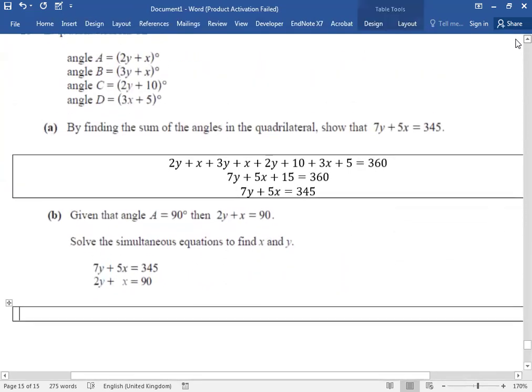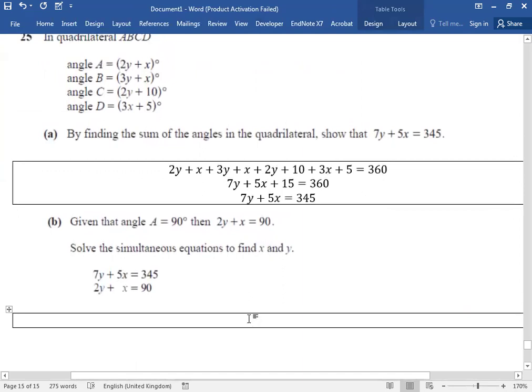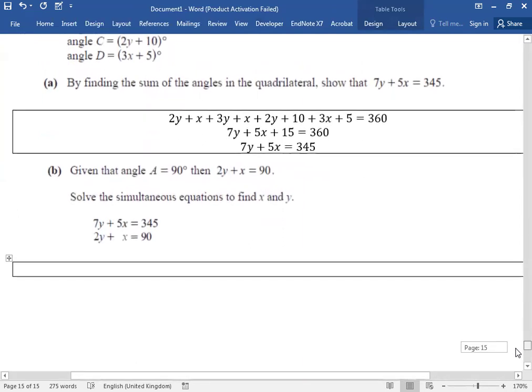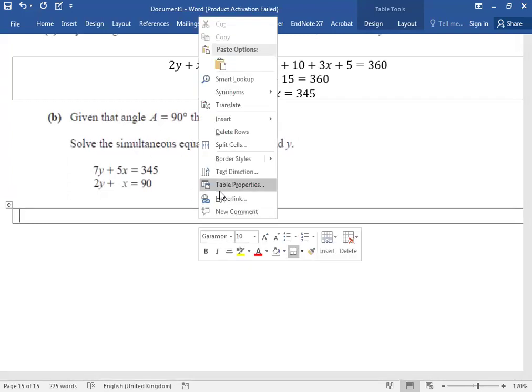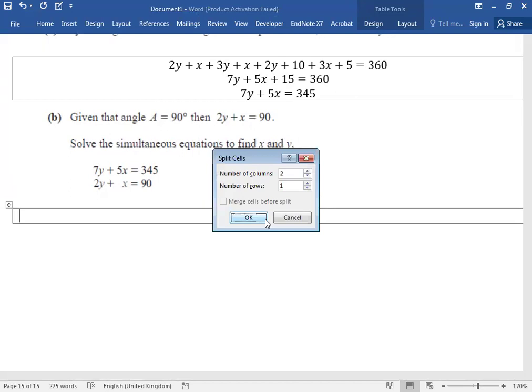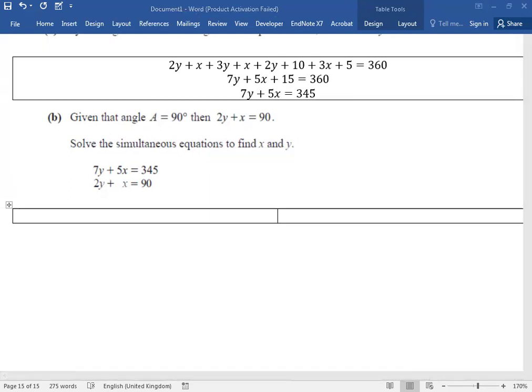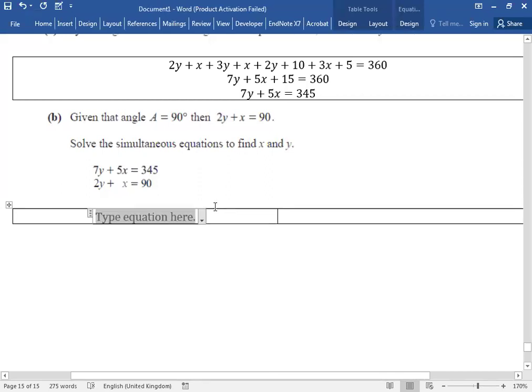Angle A की वैल्यू इसने बताया 90 है. So the other equation is simply 2y plus x is 90. Solve the simultaneous equations. We need to solve these two equations. पहले let's understand substitution. Substitution में observe, इसको subject बनाना सबसे easy है. Which one of them is the easiest? X in the second one, right? X is equal to 90 minus 2y. यही same equation है.